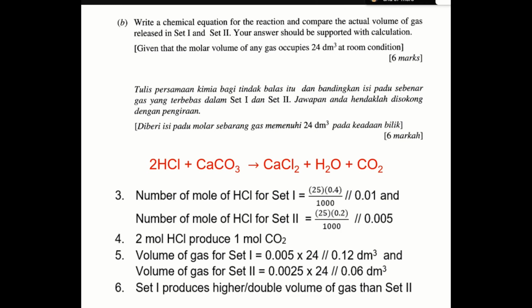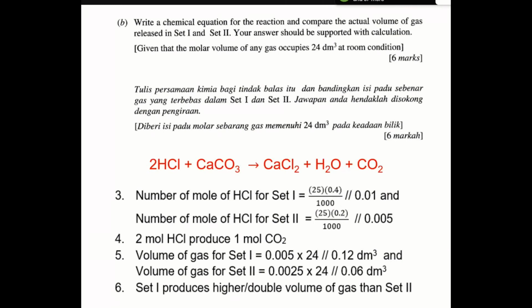For the equation, normally we have 2 marks. Equations are very expensive questions in SPM. Point number one is given to the correct chemical formulas of reagents and products, whereas point number two will always be given to the balancing. So if students are able to do this, they can have two. For this question, what they want you to find out is to compare the actual volume of gas released in set one and set two. You need to support it with calculation.